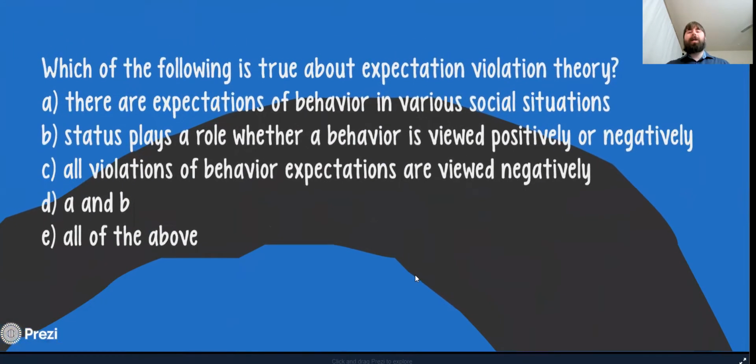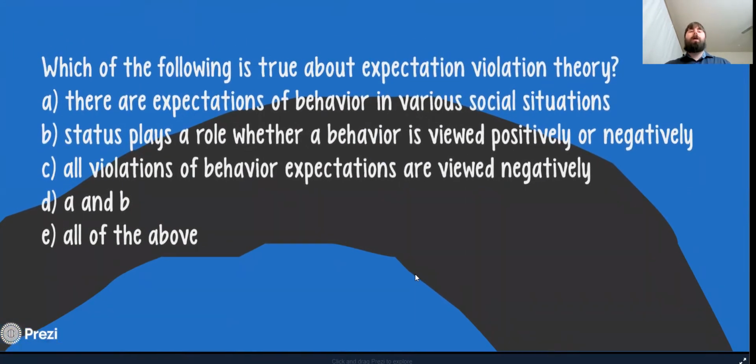Which of the following is true about expectation violation theory? A, there are expectations of behavior in various social situations. B, status plays a role in whether behavior is viewed positively or negatively. And C, all violations of behavior expectations are viewed negatively. So is it A and B for D, or is it E, all of the above? It is A and B because C is not correct. All violations of behavior expectations are viewed negatively. Some violations of behavior expectations can be viewed positively.